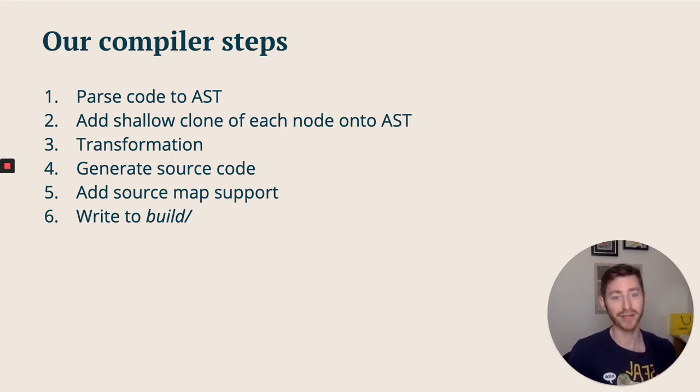Step 4 is generating the source code, so turning the AST back into JavaScript. Step 5 is adding the source map support. And 4 and 5 are kind of done at the same time. So this involves traversing the tree, detecting where the AST nodes have changed with its original property, and then for those instances, storing a mapping between the original and the generated code, and then finally using that mapping.